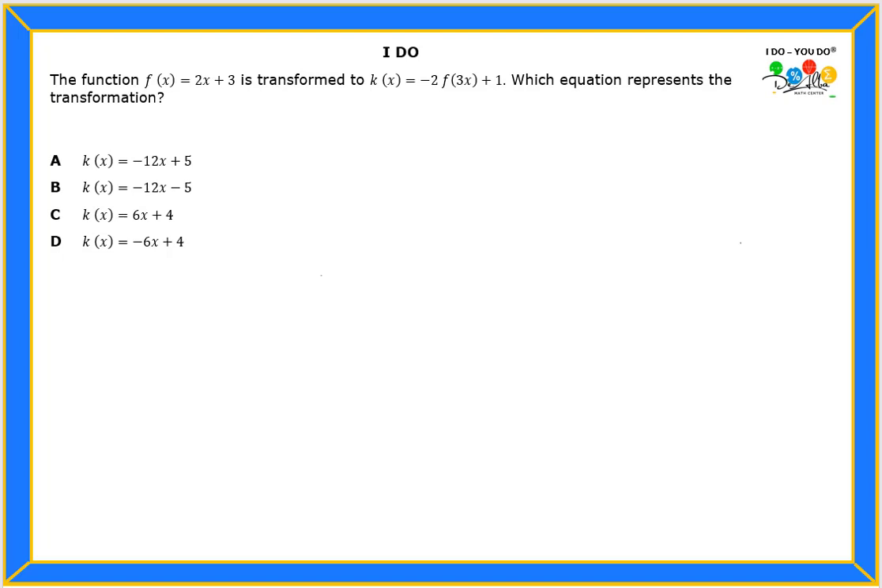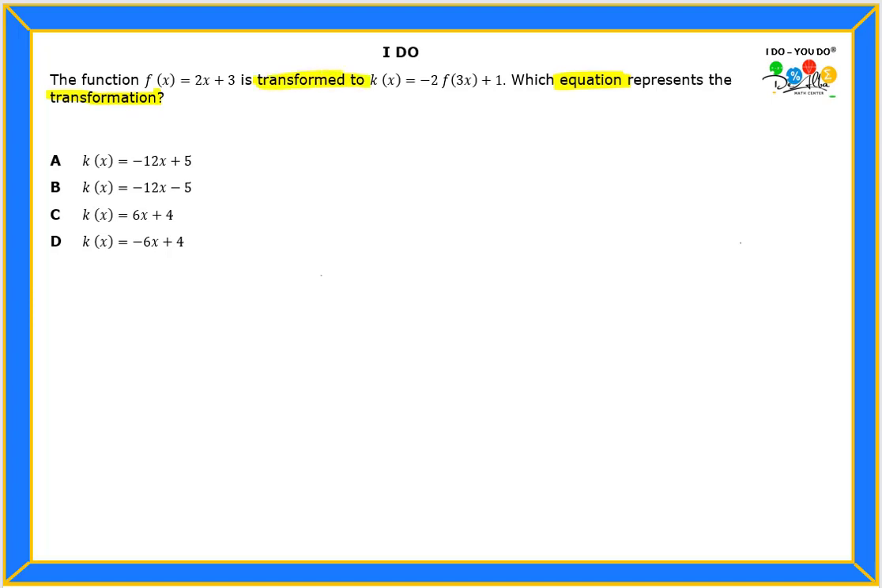And it says, the function f of x equals 2x plus 3 is transformed to k of x equals negative 2 f of 3x plus 1. Which equation represents a transformation? Okay, so we're looking for this equation that will represent the transformation that happened. And this is my transformation up here.